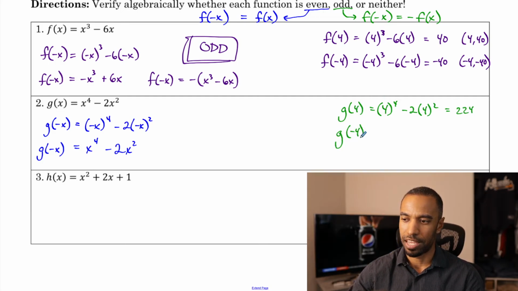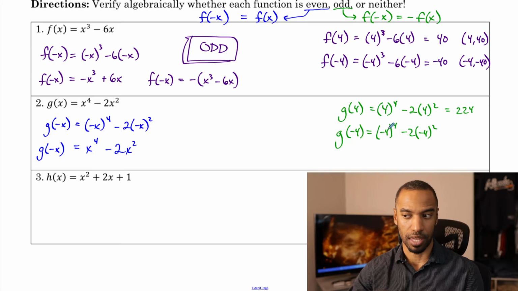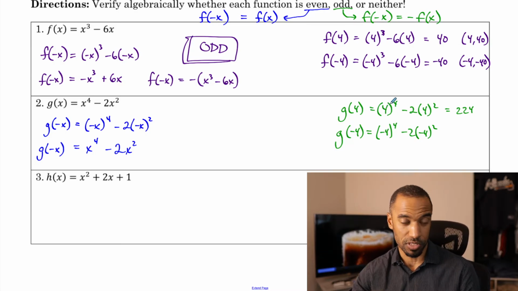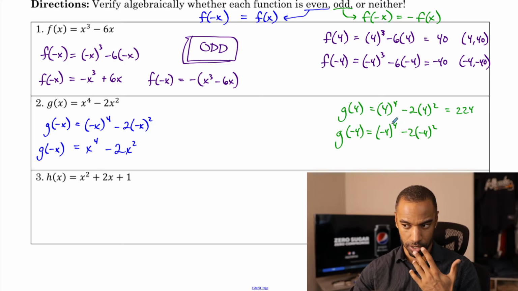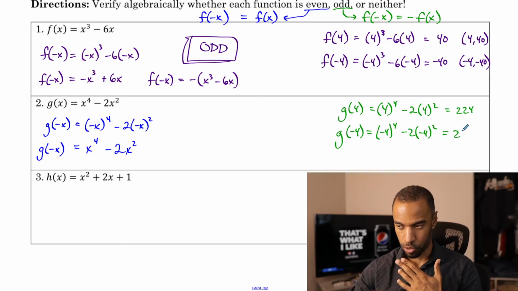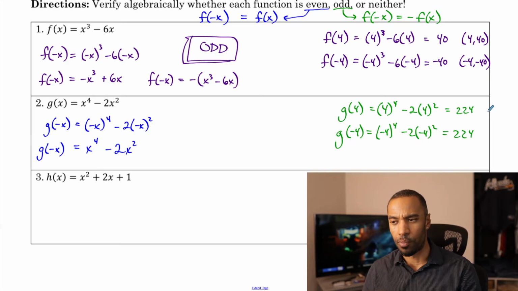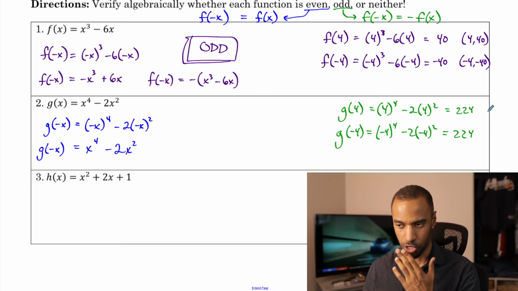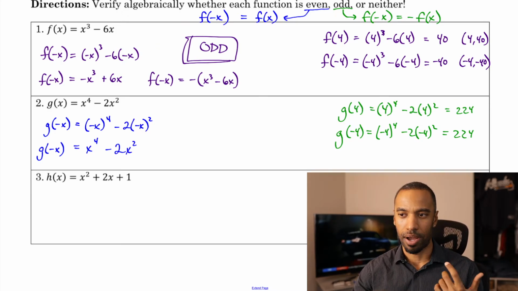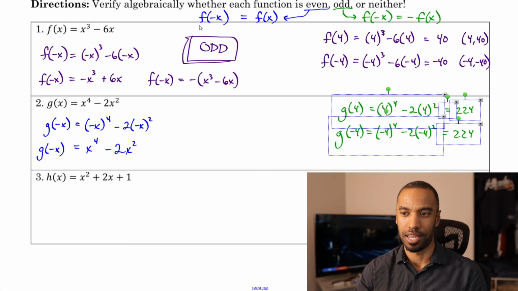Let's check out g of negative 4. That's negative 4 to the fourth power minus 2 times negative 4 quantity squared. Look, it's going to be the same thing. Negative 4 to the fourth is positive 256. Negative 4 squared is positive 16, and times 2 is 32. 256 minus 32 is also 224. So we're getting the same value out. It would happen for any x and opposite sign that you plug in. That is indicative of what an even function would do. Even functions do that. This function is even.